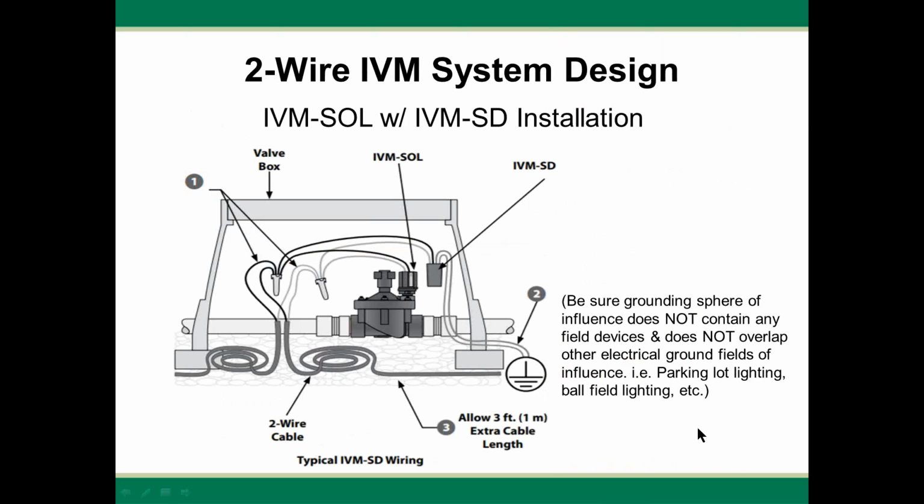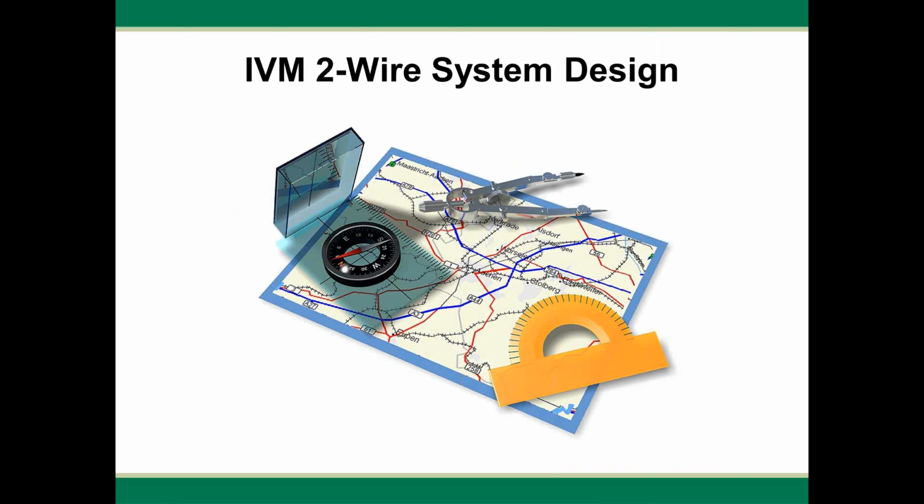We want to make sure that the earth ground's sphere of influence, when we create those grounds, or where that earth ground is actually located, is about 10 feet or so away from our field devices, our wire path, our valves, that sort of thing. So make sure that you locate all of your earth grounds away from any field device and away from any other potential earth grounds that may be around: parking lot lights, ball field lighting, etc. Those all have earth grounds as well. We want to make sure that our earth ground is separated from theirs.